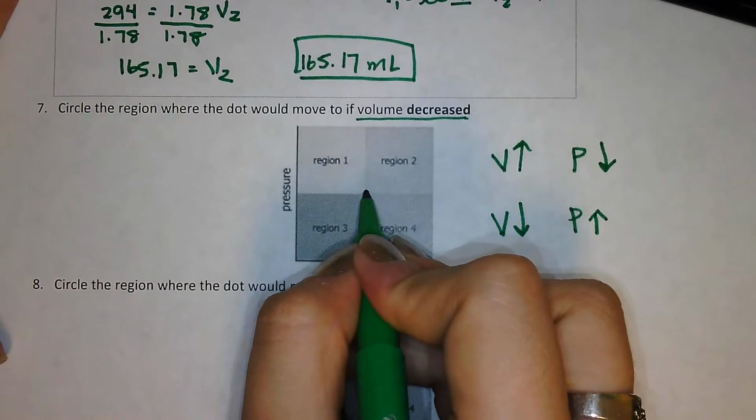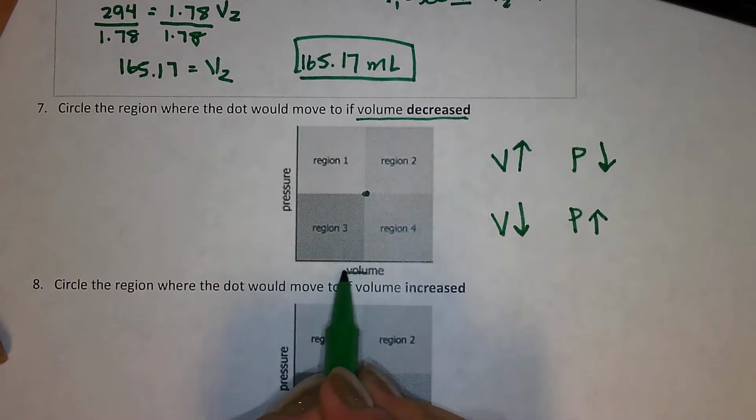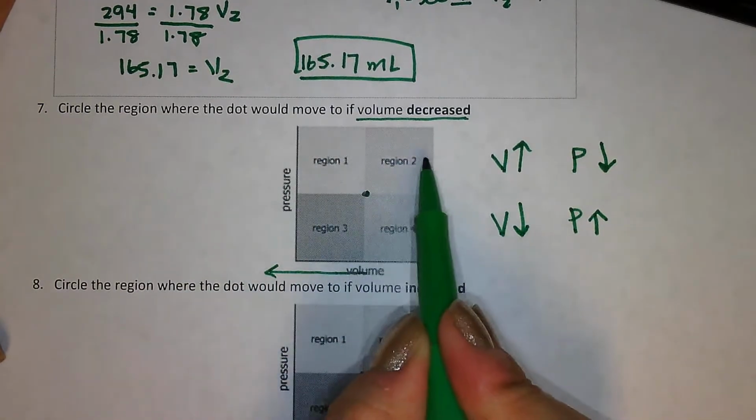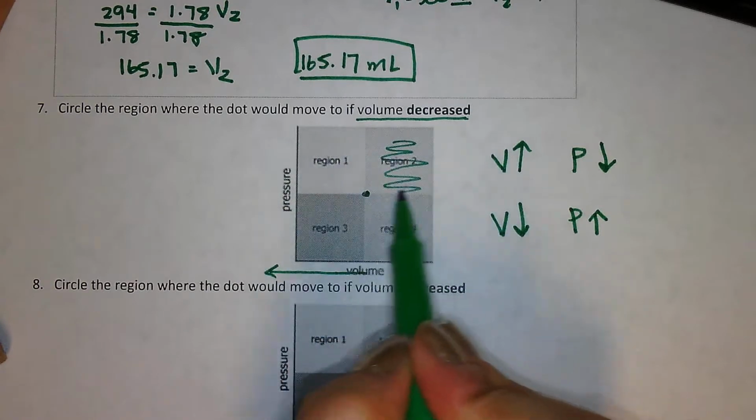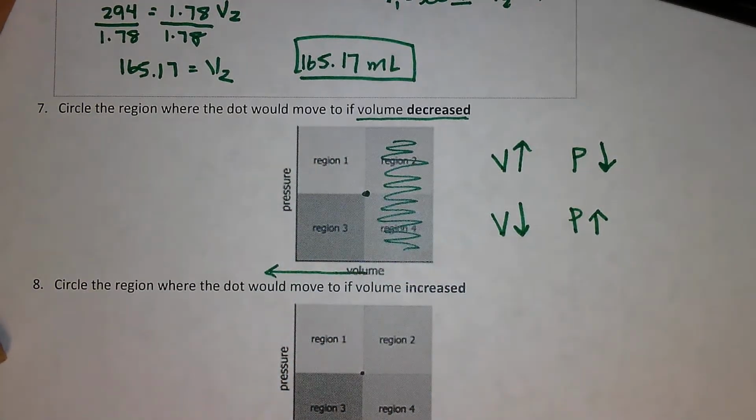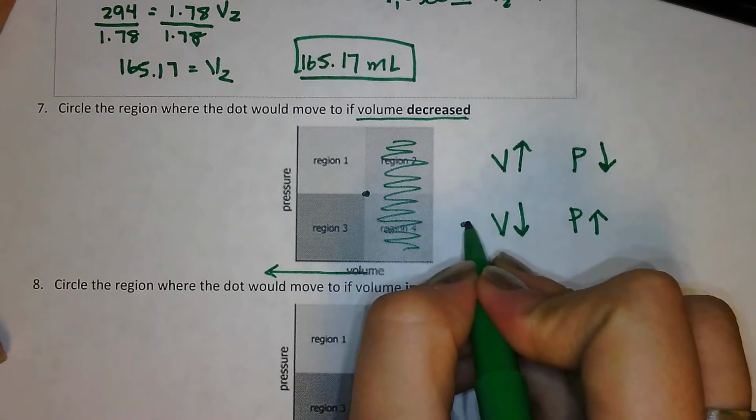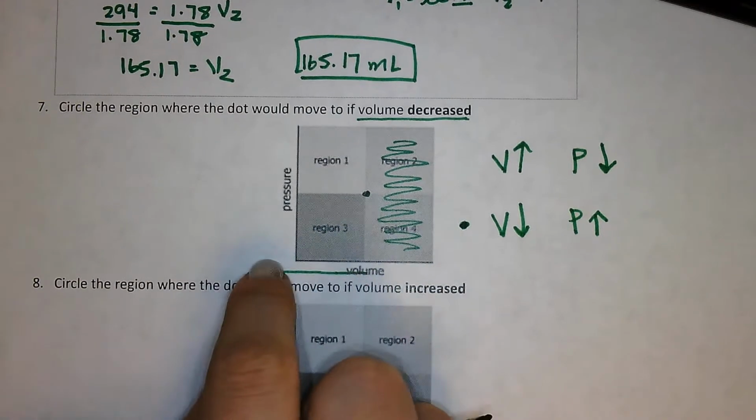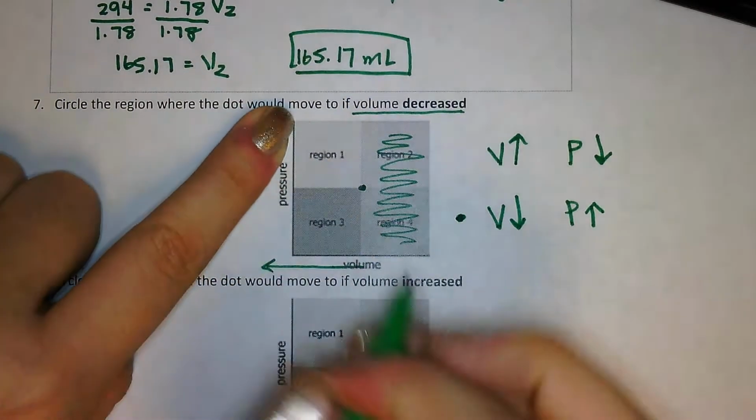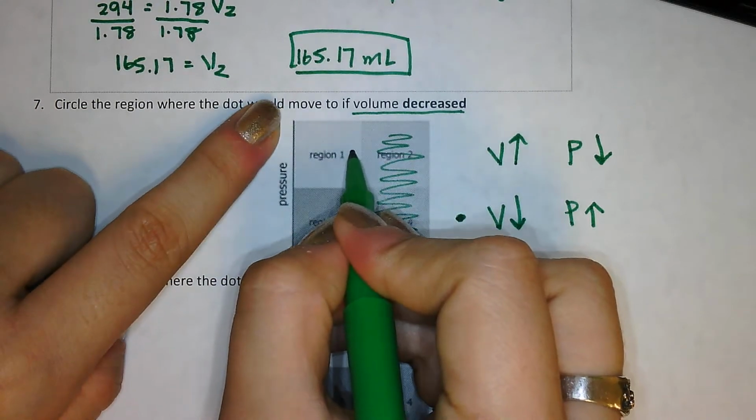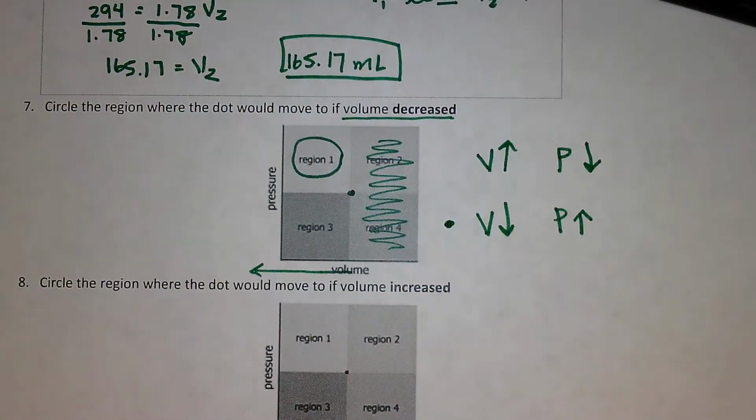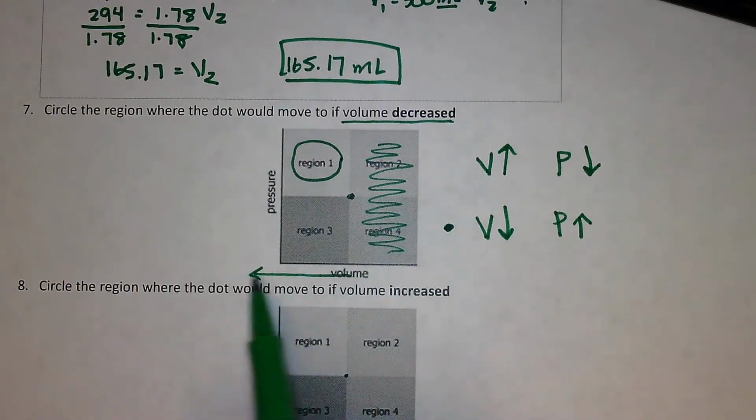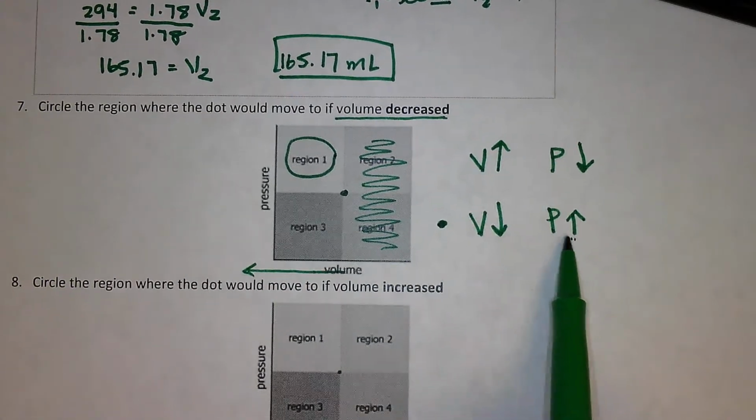So in this case, they're telling you that volume is going to decrease. So my volume, this is a dot that they're talking about, my volume needs to go this way. Because my volume is decreasing, I know that my dot cannot go to the right here. So it is not going to be region 2 or region 4. If volume is decreasing, my pressure is going to be increasing. So volume is going this way, my pressure should be going up. And the region that has this trend happening is region 1. Because pressure and volume have an inverse relationship, if one decreases, the other one has to increase.